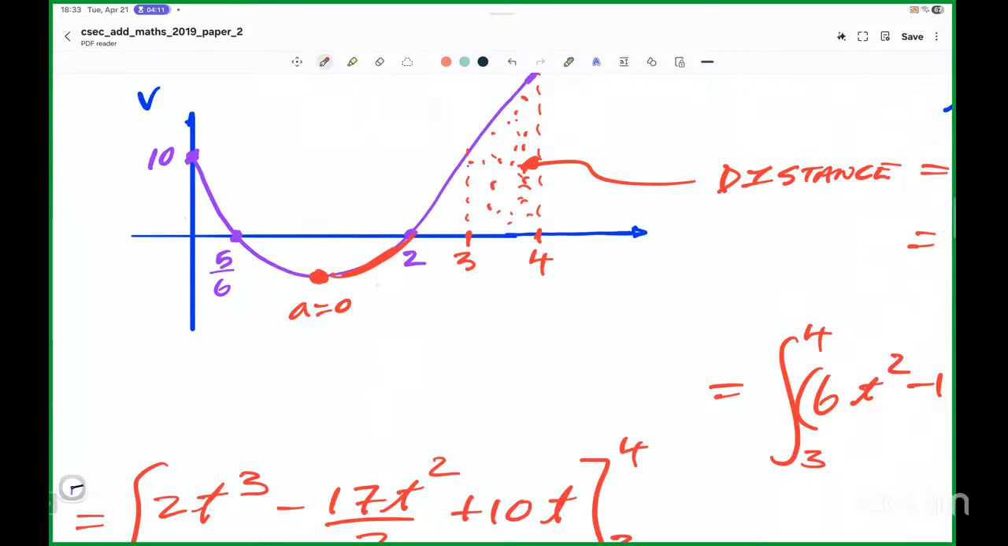So even though this gradient is positive, a positive acceleration, that positive acceleration means that you are slowing down while going in the opposite direction. So positive acceleration means that you're speeding up only if you're above the x-axis and going in the positive direction. You get me? All right.